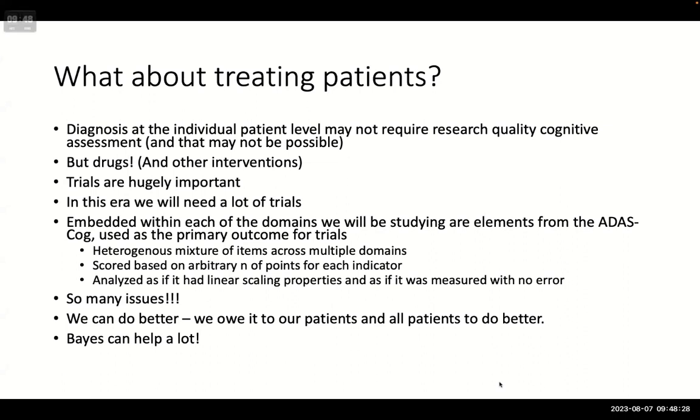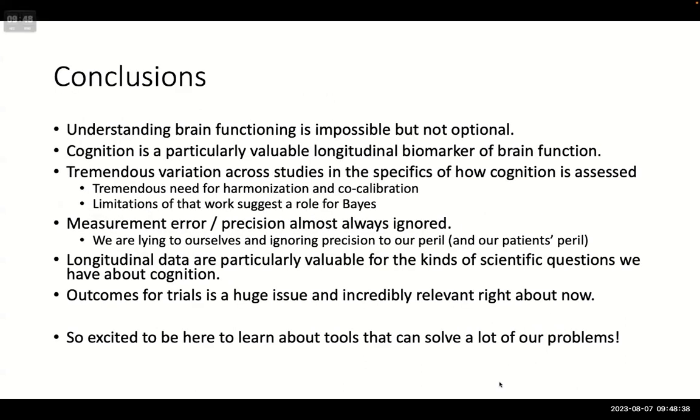And we owe it to our patients and to all patients to do better than total scores on the ADAS-Cog. And I think Bayes can help a lot in helping us with this. So my conclusions: understanding brain functioning is both impossible and not optional.